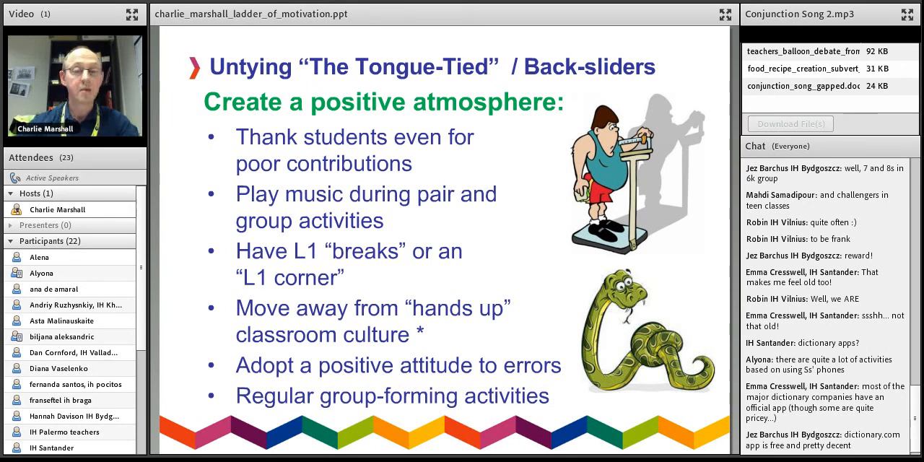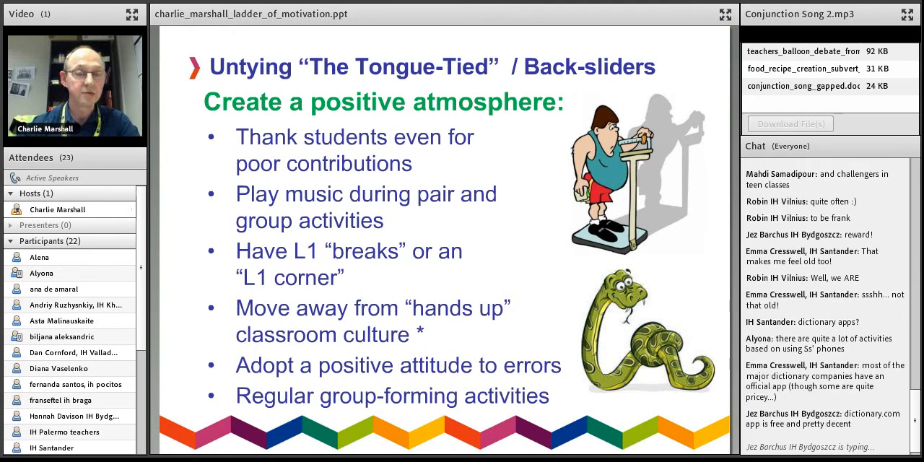And the other thing is to have regular group forming activities. So keep doing activities where people share information about themselves, and get to know each other and feel like a cohesive group.